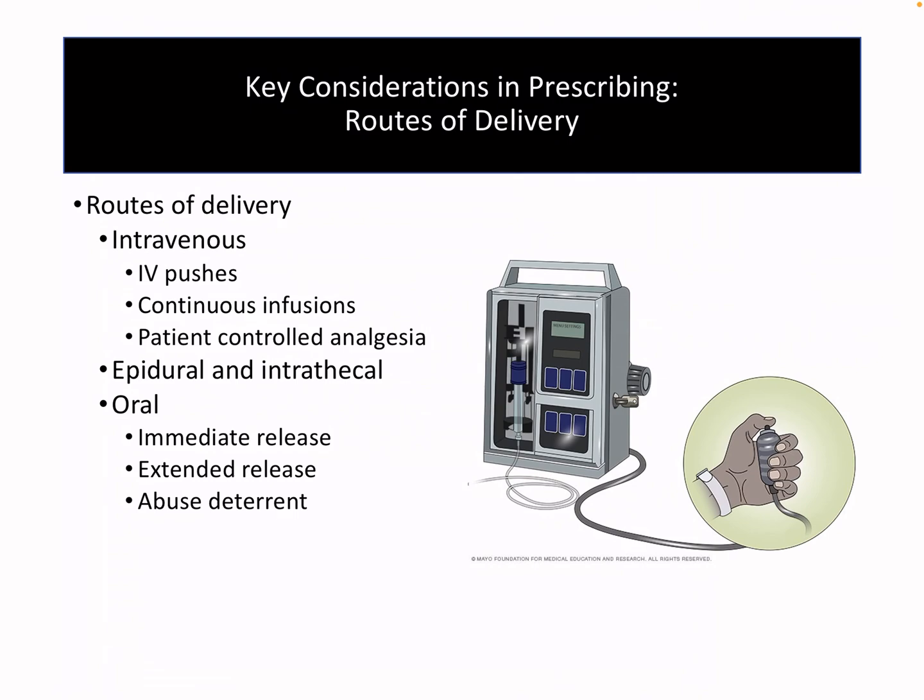Another thing to consider are the different routes of delivery. Opioids can be given via different routes, including IV pushes, where you might see this as hydromorphone 0.5 milligrams Q6 hours PRN, where the nursing staff can give IV pushes, so put the drug into the IV, push it in there, every 4 to 6 hours to ensure proper pain management.